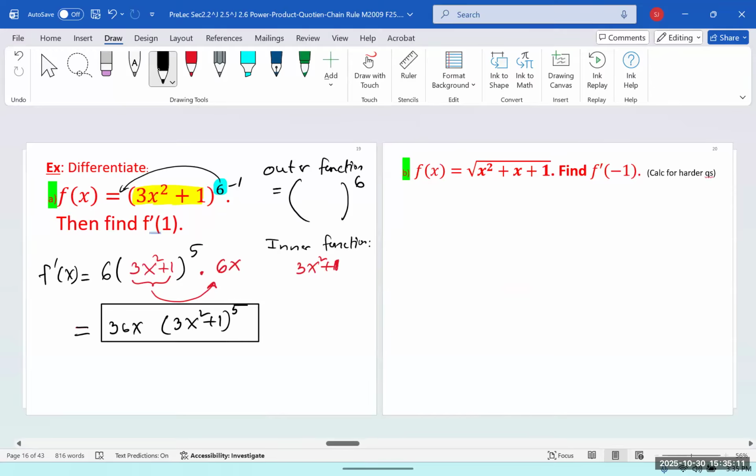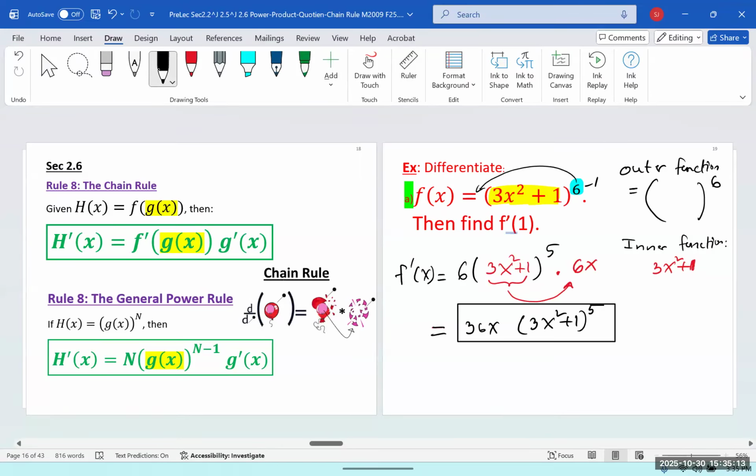Oh, we are not done, right? Because it says once you find the derivative, now find the derivative at 1. Oh, so second part. What's the derivative at 1? 36 times what? 1. And then 3 times 1 squared plus 1, whole thing to the 5.